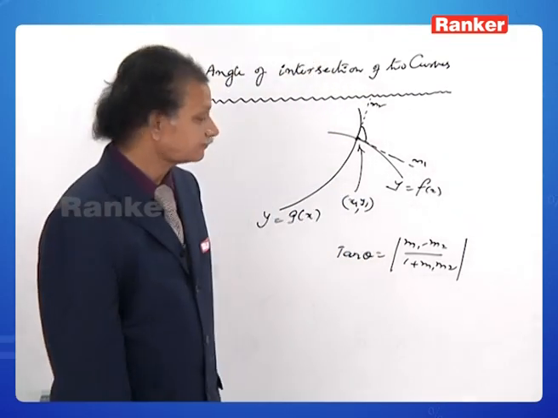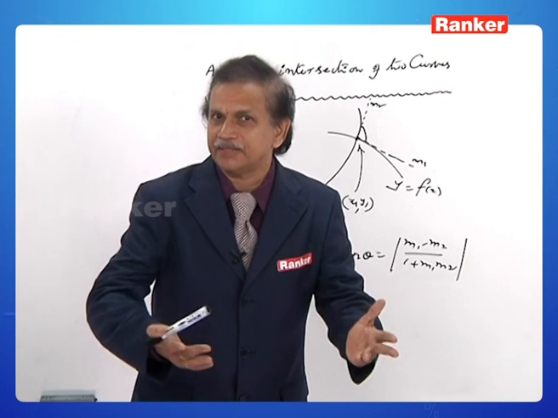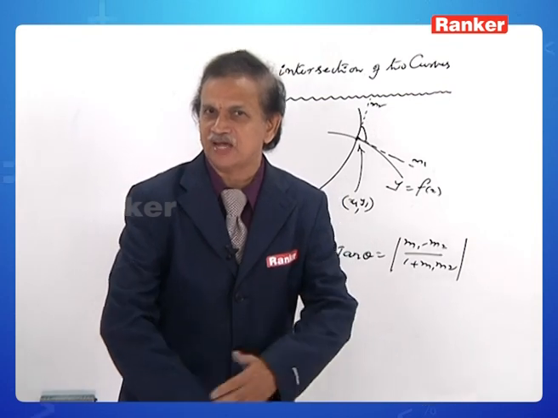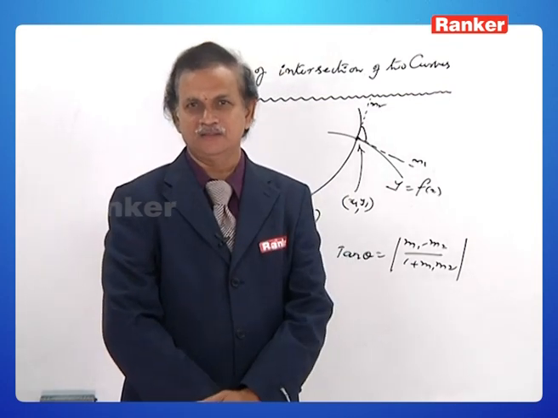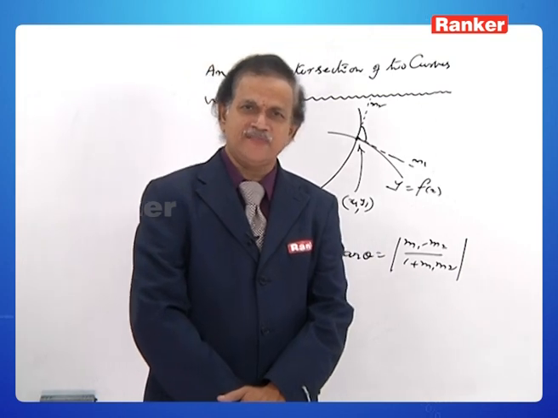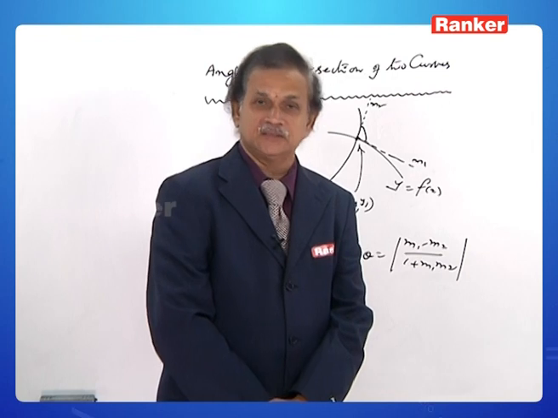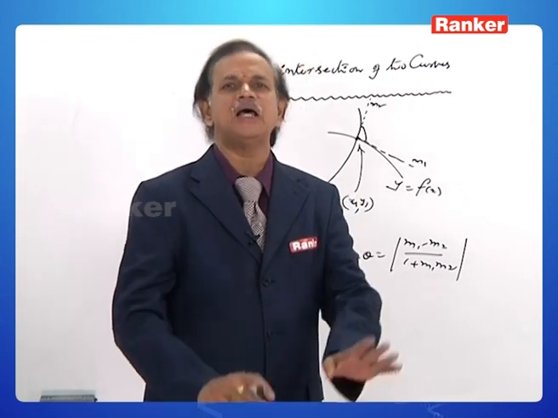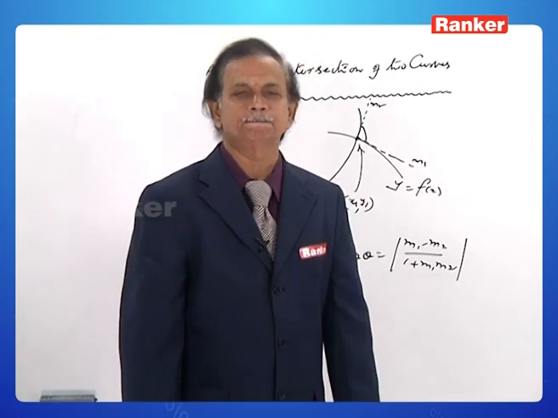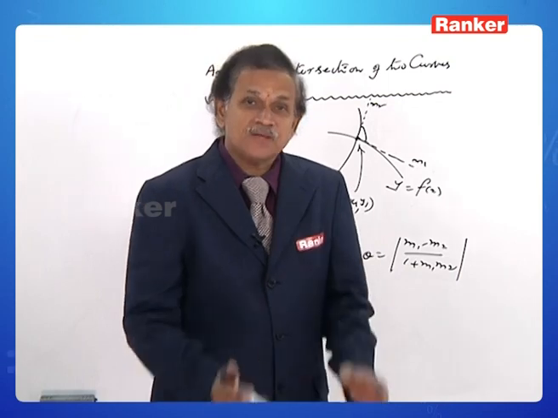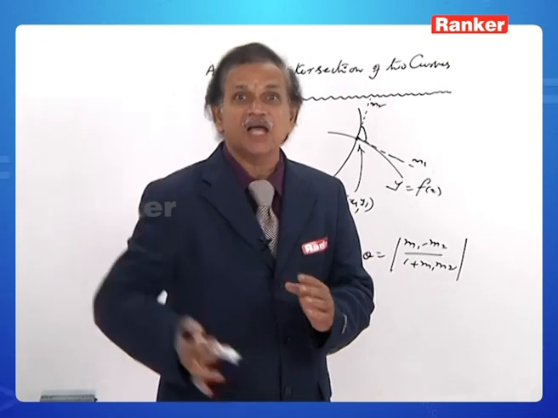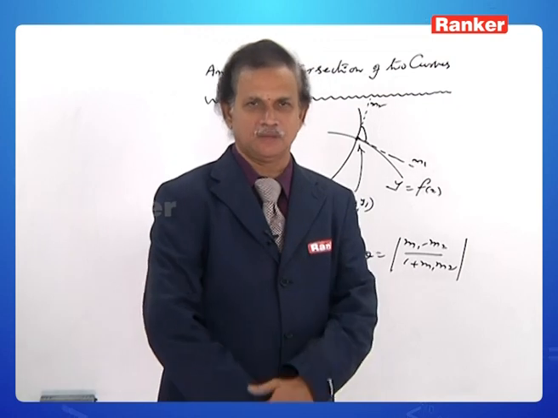Well, what happens when these two tangents are perpendicular? That is, when the angle between the tangents is 90 degrees, the tangents are perpendicular. But we say that the curves are orthogonal, not perpendicular.